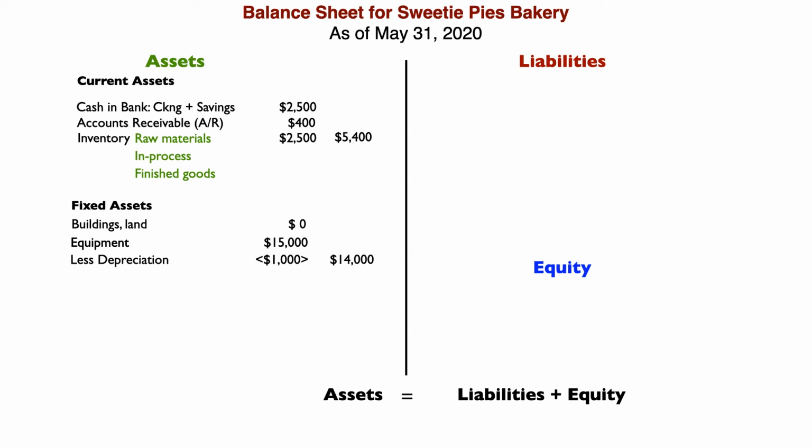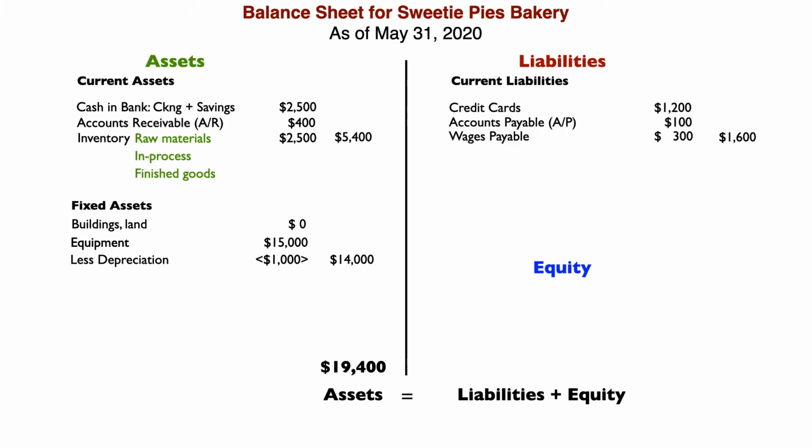If we add current assets plus fixed assets, you see for Sarah, as of May 31st, her business has total assets of $19,400. The question is, does that equal the right side, the liabilities plus equity? Let's find out. Liabilities are divided into two categories as well. The first category is called current liabilities. These are liabilities, what the business owes, that can be paid off in a year or less.